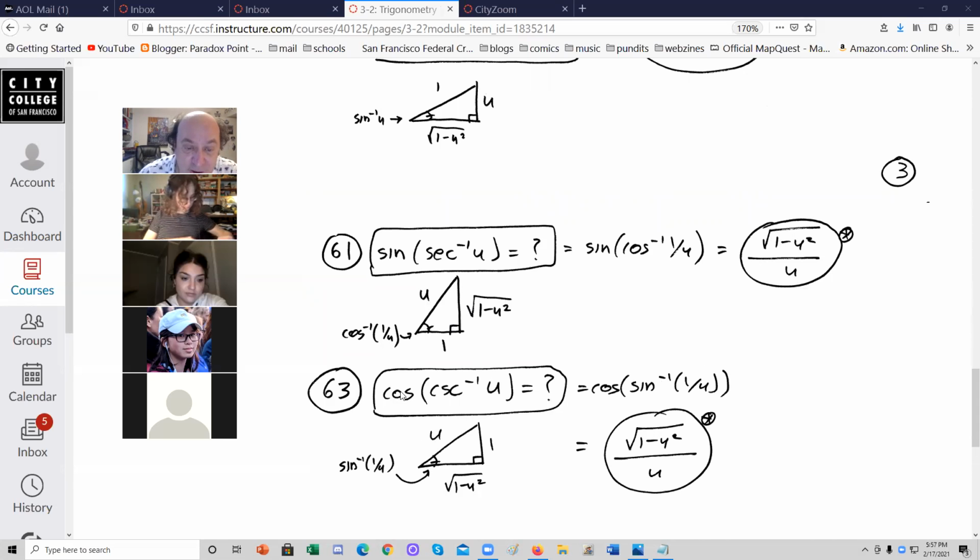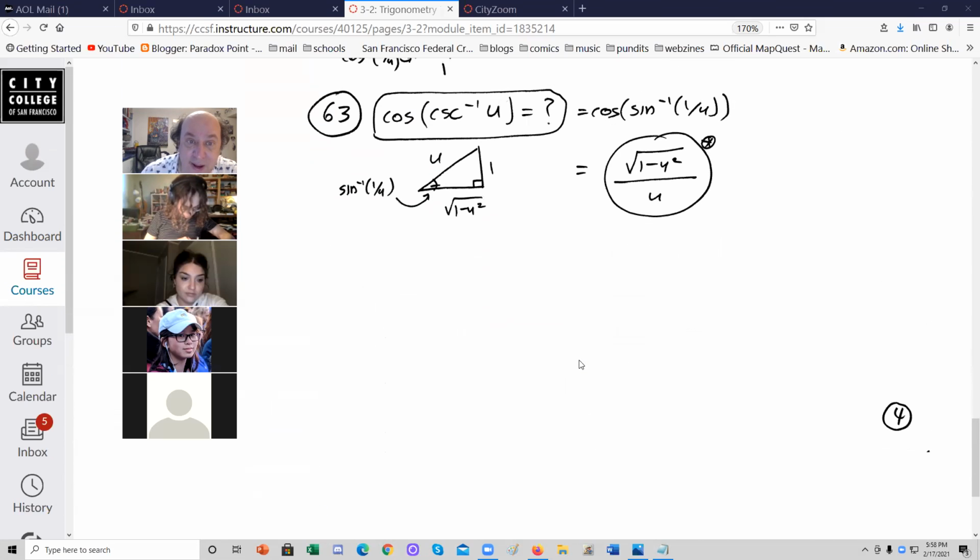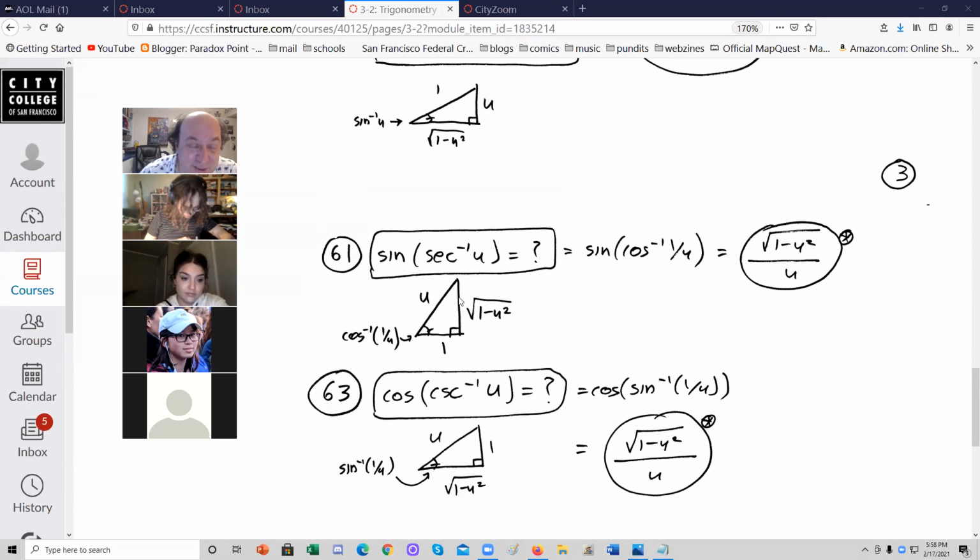Here we go. Here's cosine of arccosecant of u, and that's cosine of arcsine of 1 over u. So let's make this angle be arcsine of 1 over u. That's opposite over hypotenuse, 1 over u. Okay, this will be root u squared minus 1, not the other way around. And cosine is adjacent over hypotenuse, root u squared minus 1 divided by u. Okay, I'm going to have to change this problem in the Canvas notes.